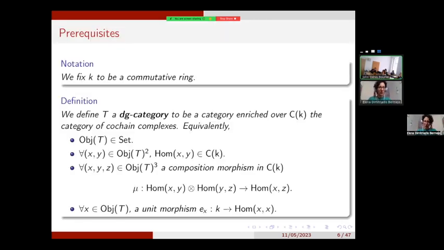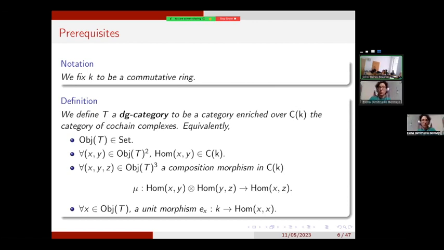So let's start with the prerequisites. First of all, we fix K to be a commutative ring. And then we define T to be a DG category if it's a category enriched over the category of co-chain complexes. So what that means is instead of having sets of morphisms, we have co-chain complexes of morphisms.